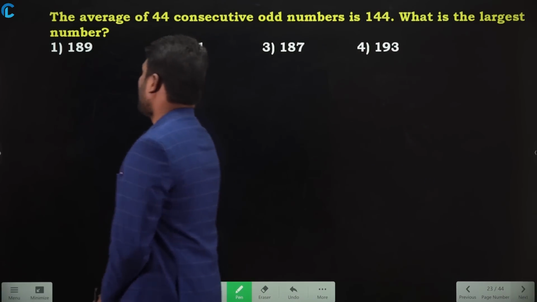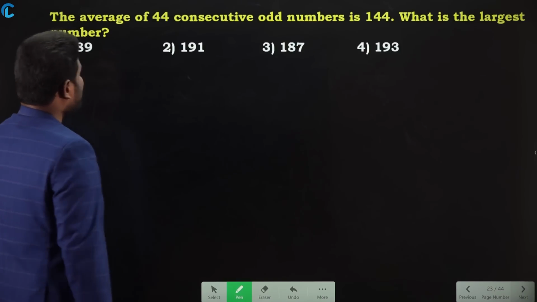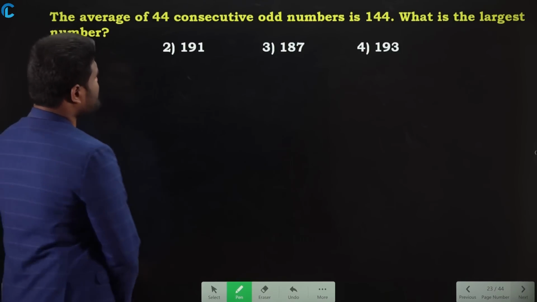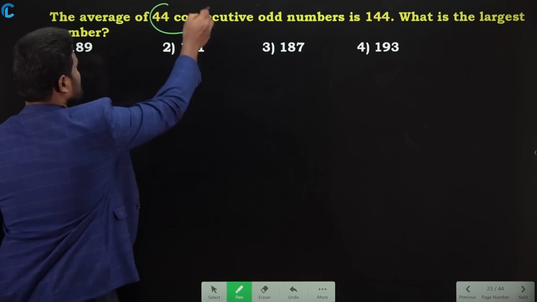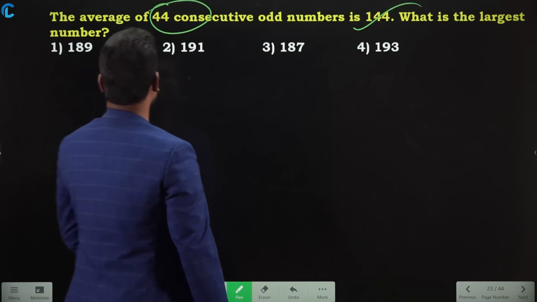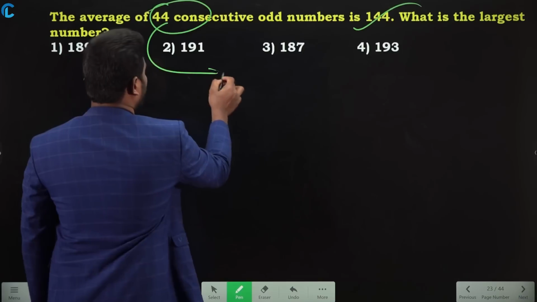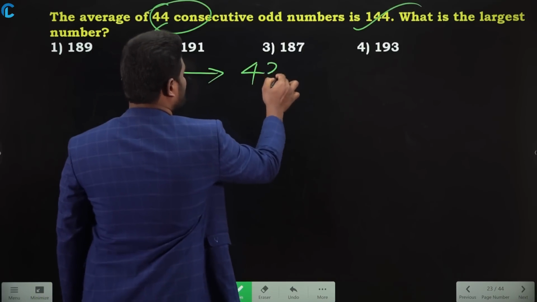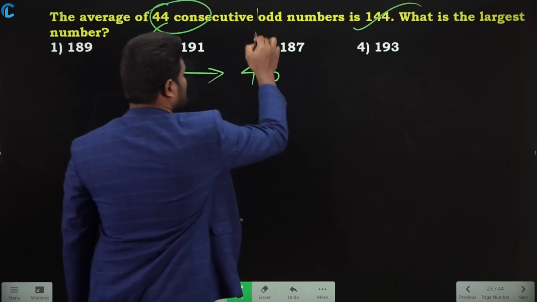Okay. Let us look at the next one. The average of 44 consecutive odd numbers is 144. What is the largest number? Look here. 44 numbers, how many gaps? The gaps are 43. Look here, these are odd numbers.